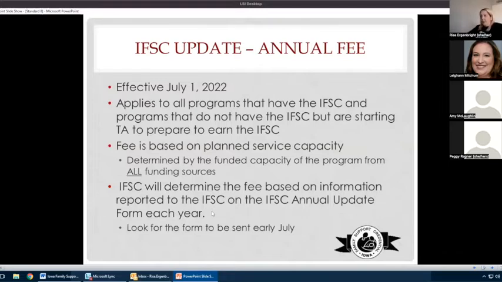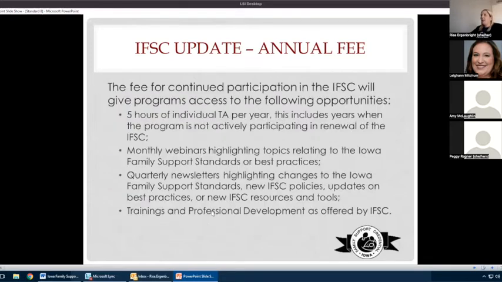So you'll get that invoice, and it's payable by December 31st. There'll be lots of communication, reminders, and invoices sent out, so there shouldn't be any ambiguity about when it's due, how much it's due, where to send payment, all of that. That'll all be communicated.